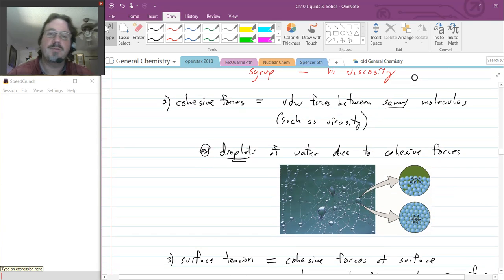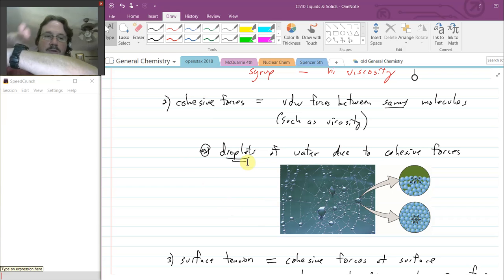Number two on our list, cohesive forces, another property of liquids. Cohesive forces are simply the van der Waals forces between molecules that are the same type. So a water molecule to another water molecule, how do they attract each other, and what does that lead to? Those are called cohesive forces. And an easy way to think about and see the effect of cohesive forces is in droplets. If I spill some water on a table, it'll form droplets. If this is my table, it'll form this droplet that goes up and comes back down. This little dome, right? Little droplet.